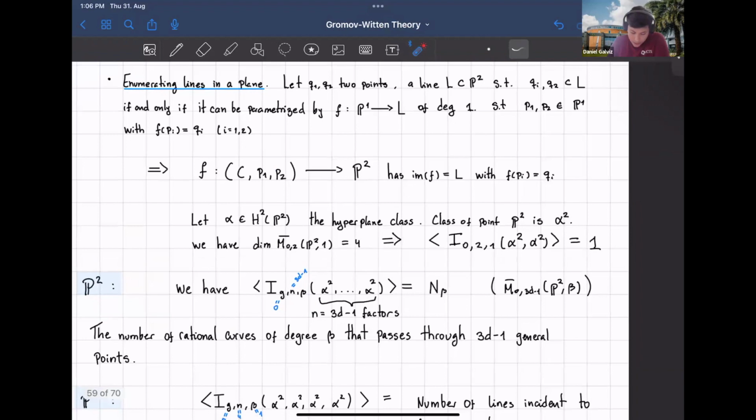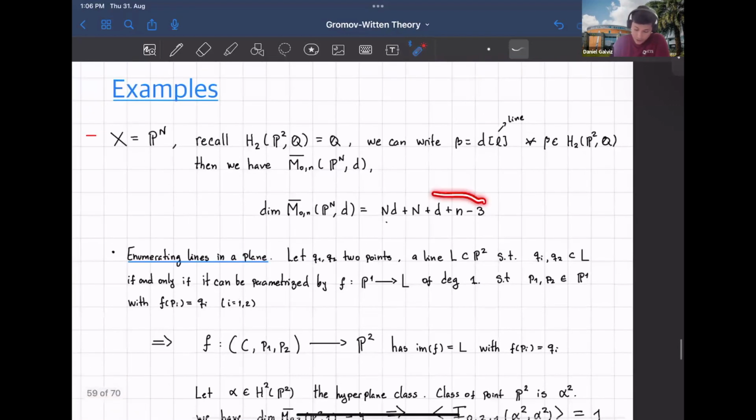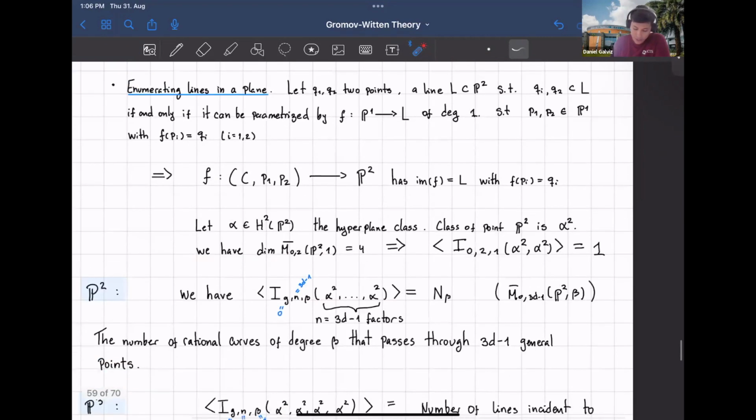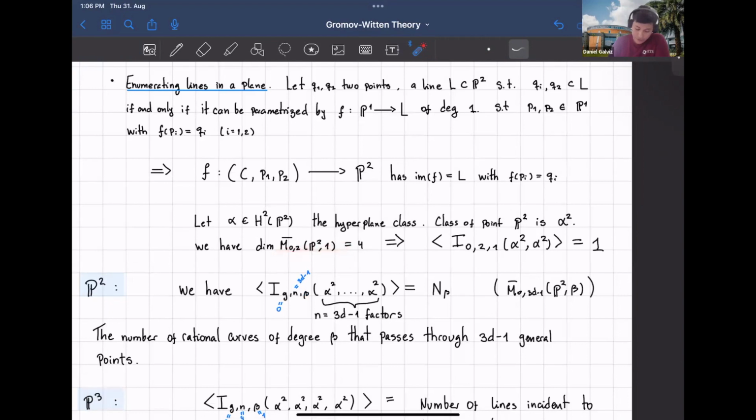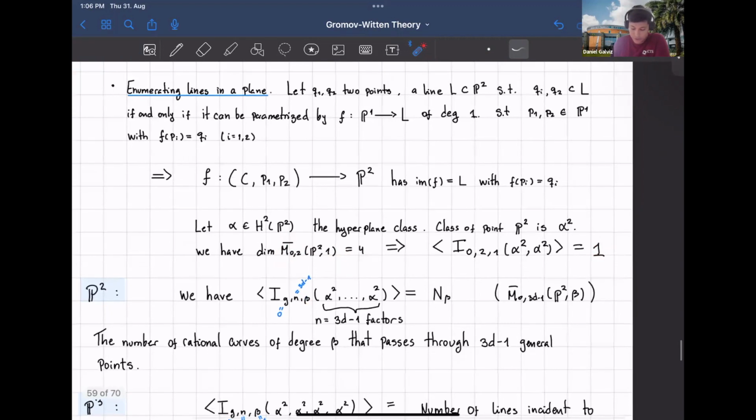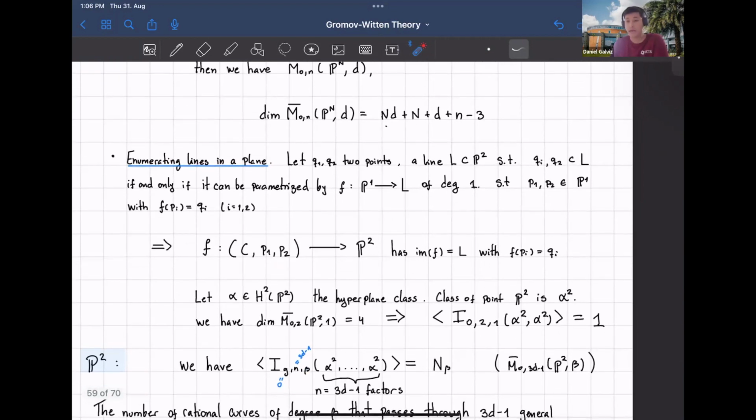information, then we can obtain these rational curves. Okay, so this alpha belongs to this cohomology class, then the hyperclass is the hyperplane class. The class of points of P2 is alpha 2. Then we can calculate, because we have all this information, we have n, d, and the lower n, then we can obtain the dimension for this moduli space 0, 2. And then if we calculate the integration of this, it will give you 1. So what does it mean?